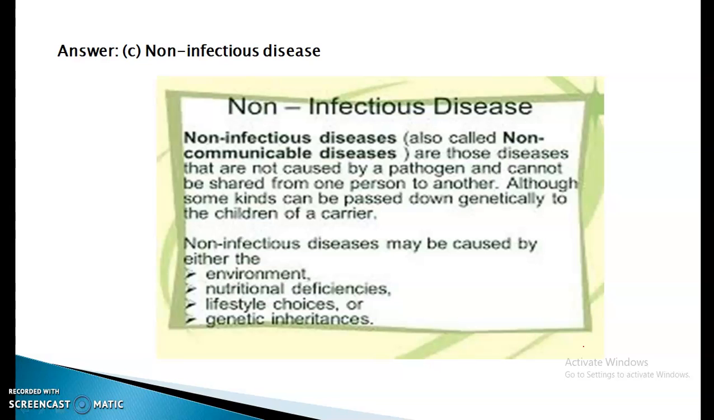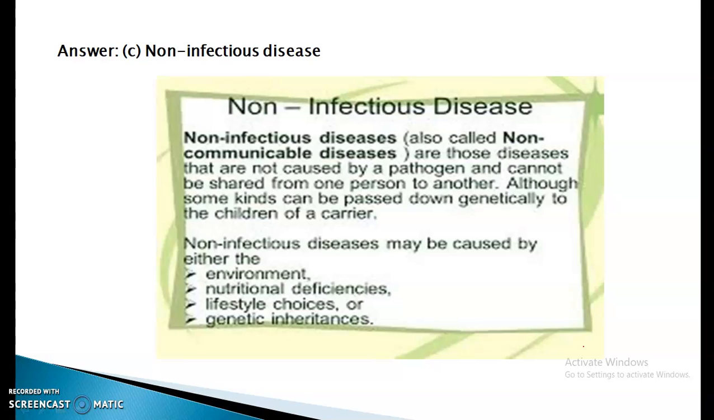So children, as you already know, non-infectious disease is sometimes also termed as non-communicable, that is, it cannot be transferred from a sick person to a healthier one. Although it can be passed genetically from the carrier to their children. Various factors that cause these non-infectious diseases may be the environmental condition in which you are living.